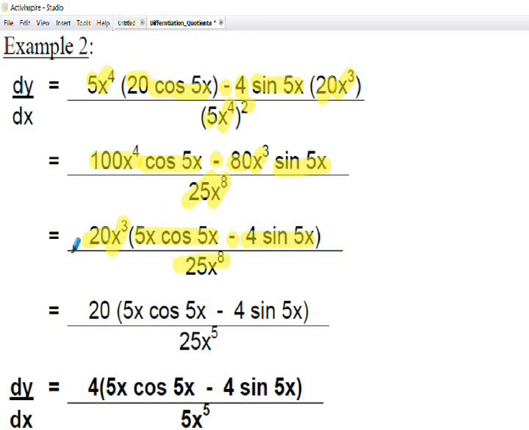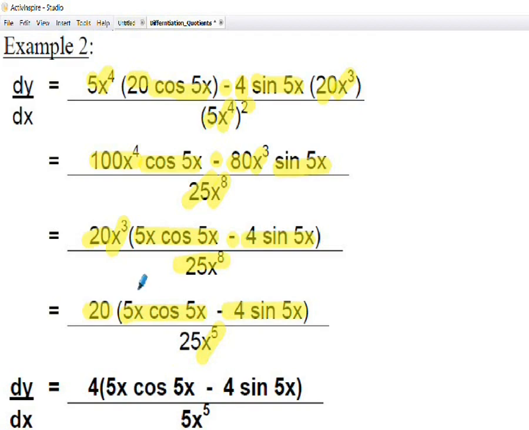In this line here, again, further simplification. On the top, I've cancelled the x cubed with the x8 on the bottom to give me x to the 5. That's a second law of indices problem. When you're dividing the same bases, x is the base here, you subtract the indices, so effectively that's how I get the 5 on the bottom. And then the bracket 5x times cos 5x take away 4 sine 5x remains the same.